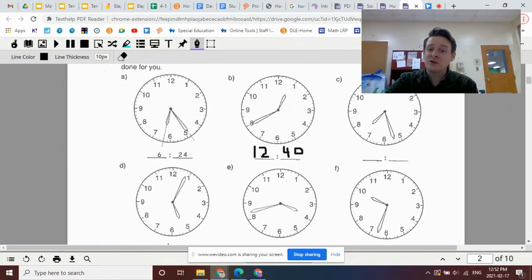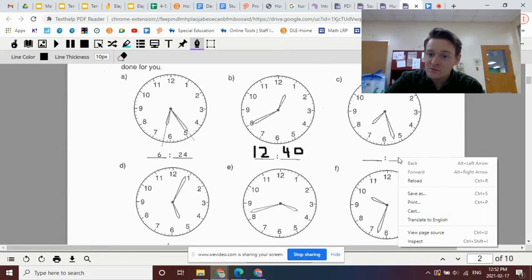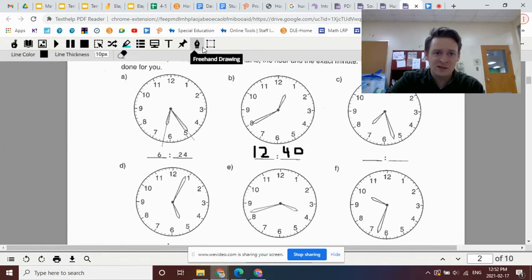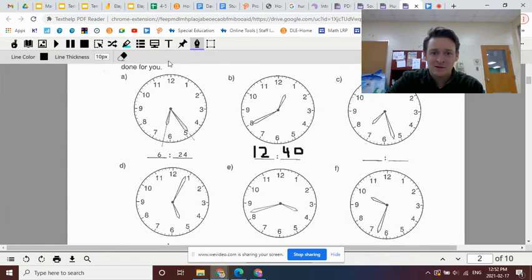Looking at the minute hand first, I'm going to count around the clock. 5, 10, 15, 20, 25. And then I'm going to count ticks by 1, 26, 27. There's a beautiful 27 minutes past the hour.